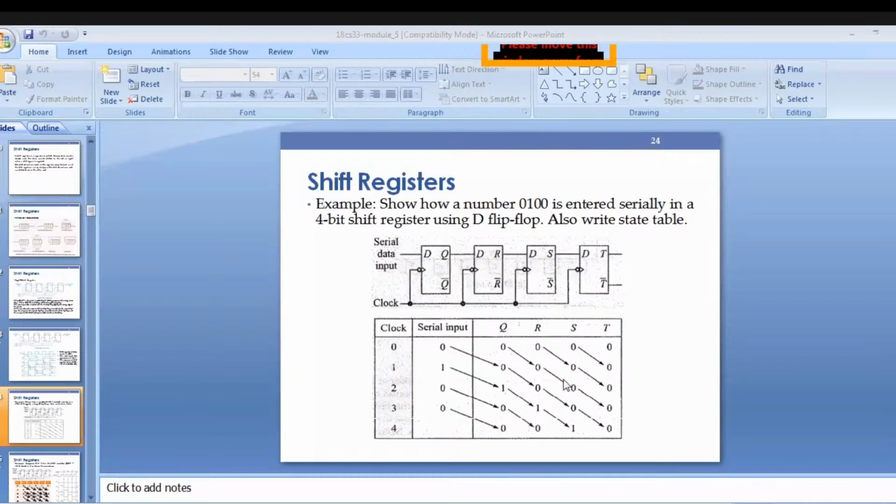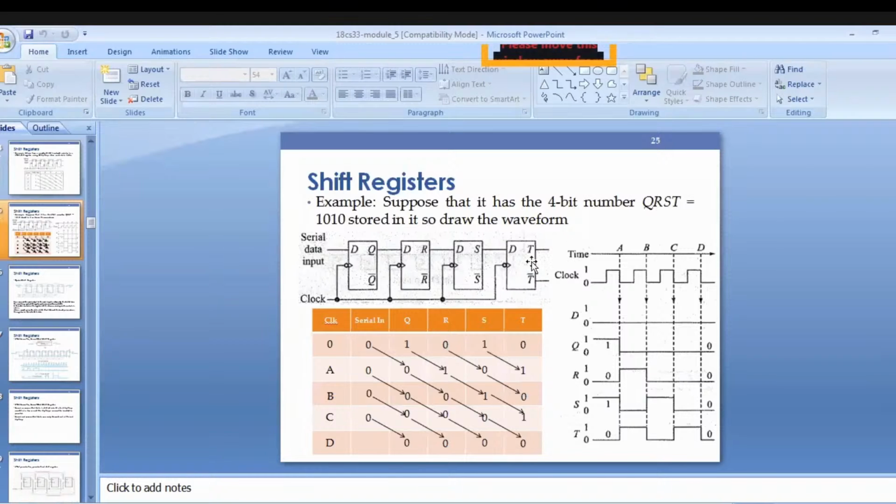No, I'm asking about the first flip-flop. There is Q, right? Then what Q answer you get? The result is the serial data input. Okay, okay. Okay, next we will see the next one. See here, next example, you can note down this one also. Second one, you can note down.